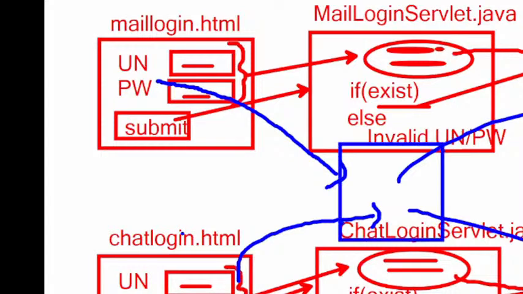Okay. Here action equals this servlet, and here action equals this servlet. But whether this submit button was clicked or that submit button was clicked, how will you understand? Two different HTML pages, no? Then username, password here, and username, password here.